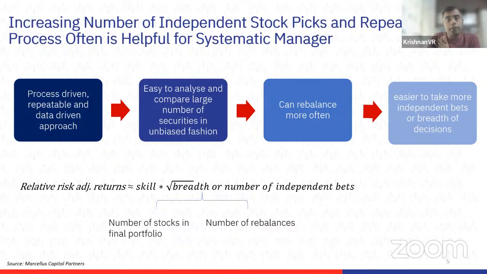And even if you don't have enough skill, for example, you have information which you can't completely quantify, as systematic managers generally encounter, so your skill is not that much, still having that breadth ensures your overall risk-adjusted return is still comparable to a discretionary manager.